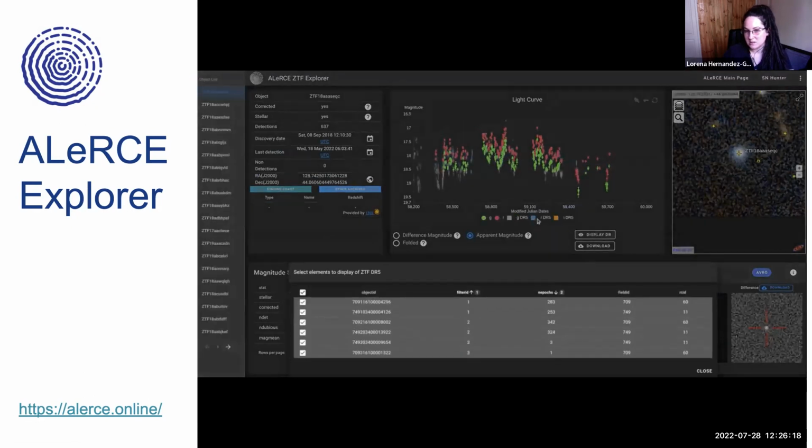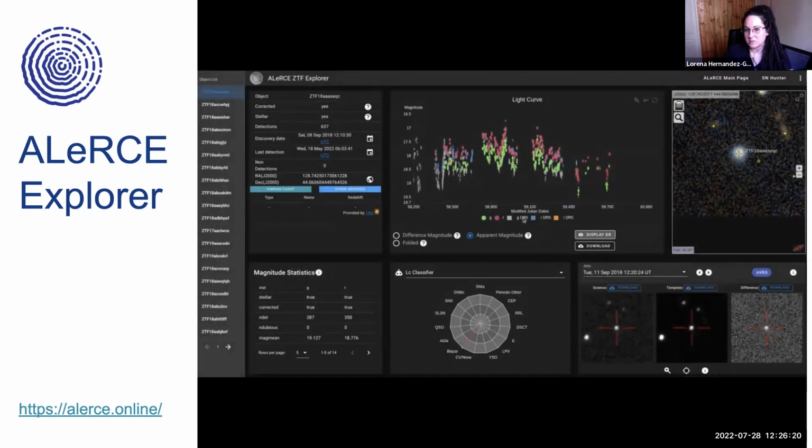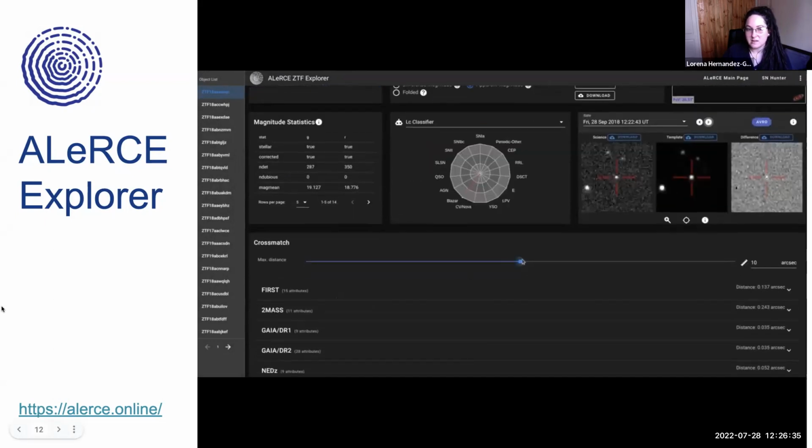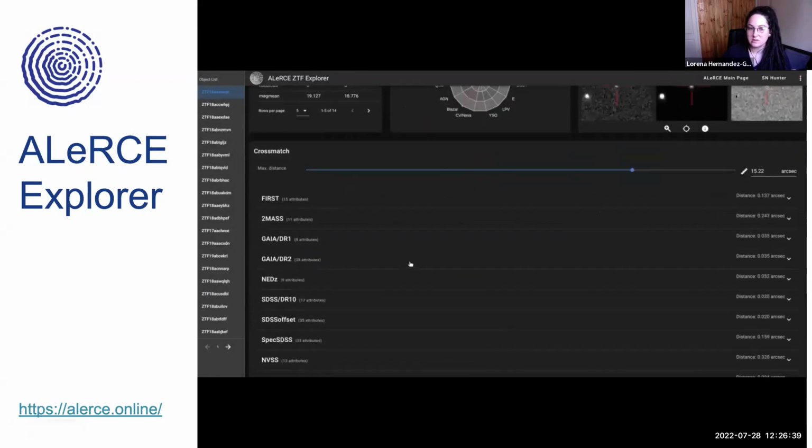We can also display the data release. I will talk about this in a minute. And then we can have some different information: basic information with the statistics, the classification using these classifiers, as well as the stamps and the image from Aladin. And we can also do cross-match with different catalogs and different radius.